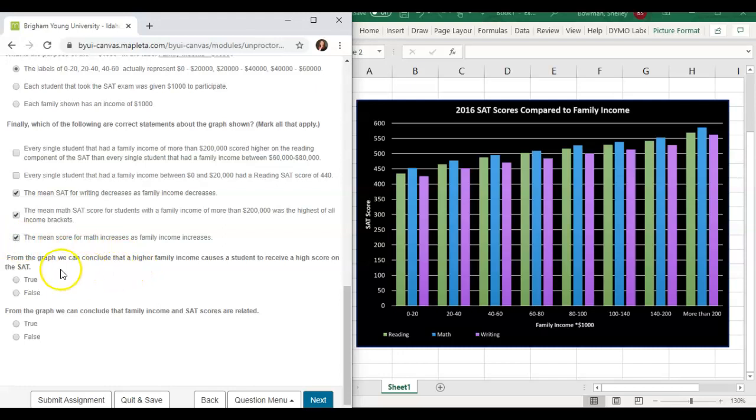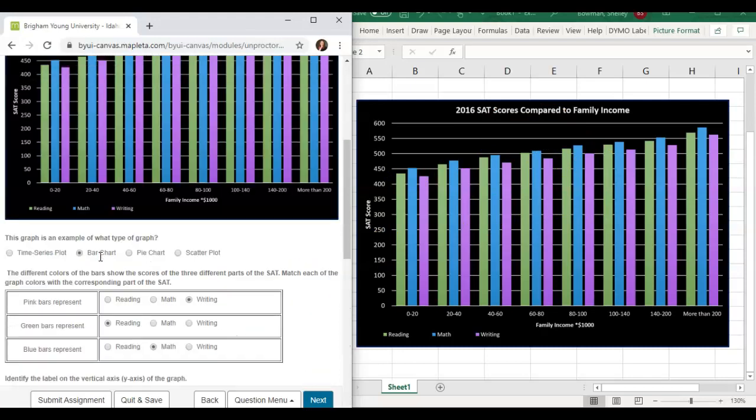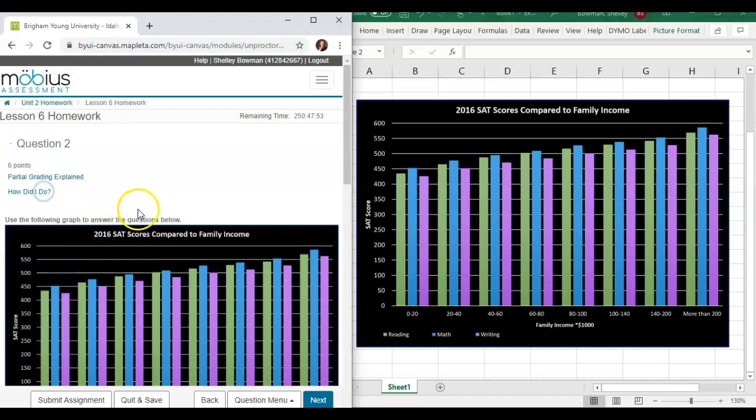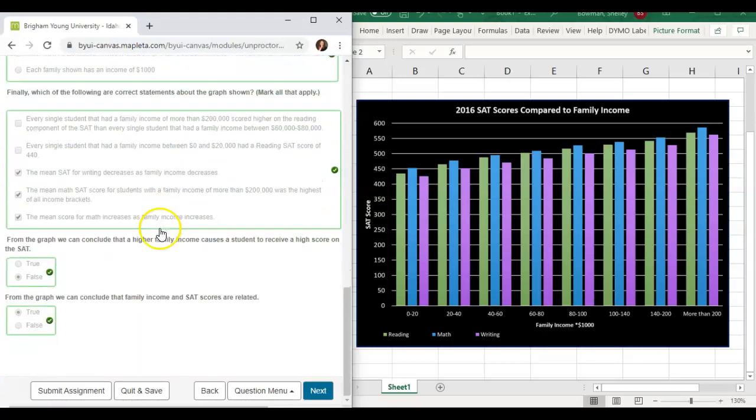Moving to the next one, from the graph we can conclude that a higher family income causes a student to receive a high score on the SAT. That's not the case. This is actually a correlation. We are comparing it, but it doesn't necessarily mean that it's causing it. So this is false. The next, from the graph we can conclude that family income and SAT scores are related. Yes, they are definitely related. We see a correlation, but we can't say that there's a causation. And we can go up and check how we did on the green checks and move to the next problem.